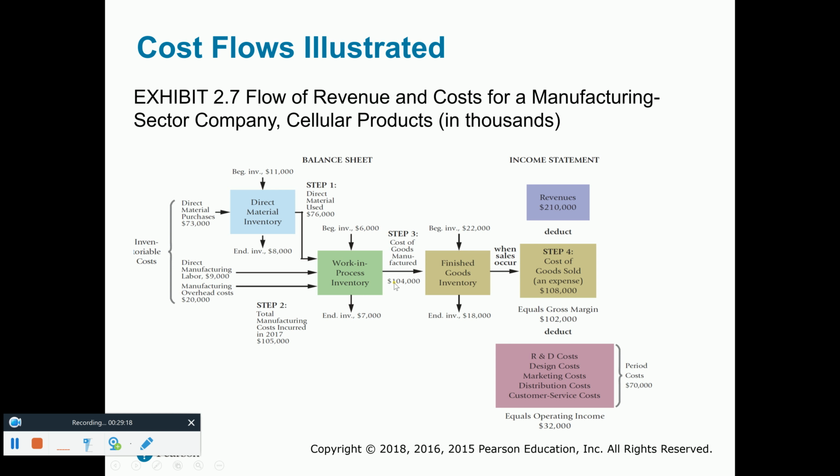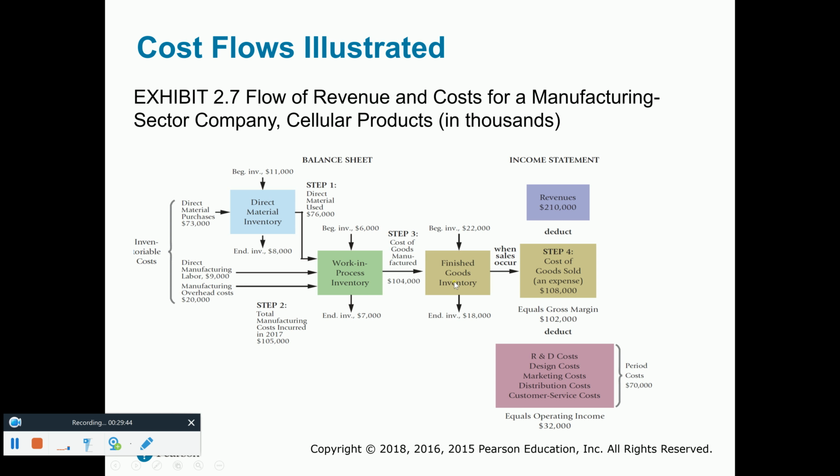And what is that? That $104,000 are the materials, labor, and overhead that are moving out of the WIP into the last stage, which is the finished goods inventory. That $104,000, as I explained earlier, is called cost of goods manufactured. It's basically the materials, labor, and overhead that are finished. They're moving over to the last inventory account, balance sheet account. And once again, we're going to do the same concept. Beginning finished goods inventory was $22,000 plus $104,000 was added to the finished goods minus the ending of 18.